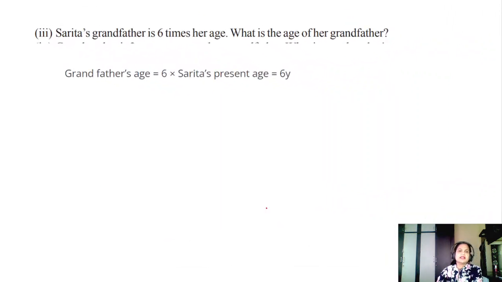Then, third one, Sarita's grandfather is 6 times her age. Now, we are getting grandfather's age in terms of Sarita's age. What is the age of her grandfather? Grandfather's age is equal to 6 times. Wherever times comes, you have to put the multiplication. 6 times Sarita's age. Sarita's age is Y as given in the sum. So 6 into Y is equal to 6Y, your variable expression.